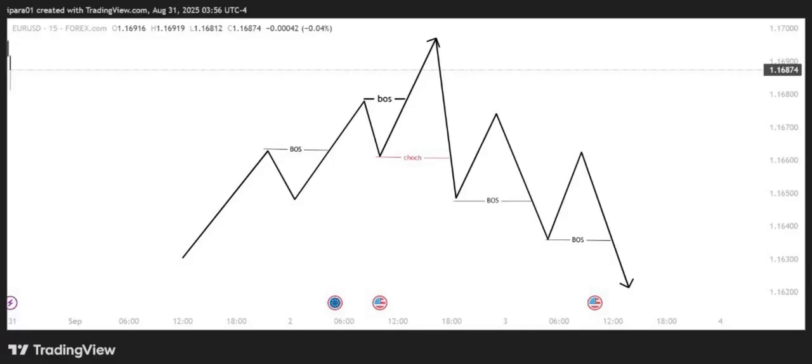Why is this important? If you only look at indicators, you will always be late. But if you learn to spot BOS and CHOCH, you can read the market structure directly from price action. Smart money always follows structure, and these two concepts are the foundation. So to wrap it up, BOS tells you that the trend is continuing. CHOCH tells you to watch out for a possible reversal. If you practice this on your chart, you'll start to see patterns much more clearly.